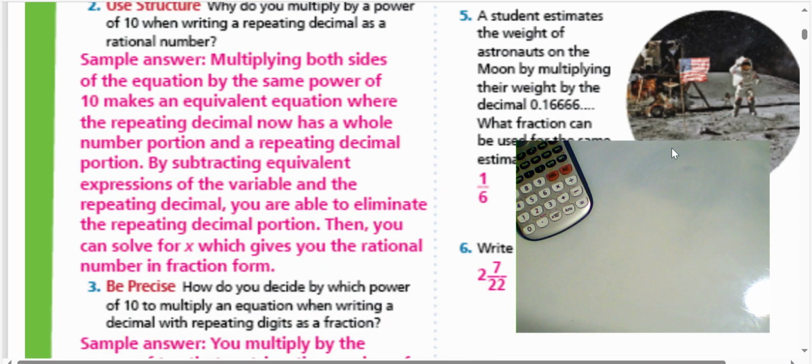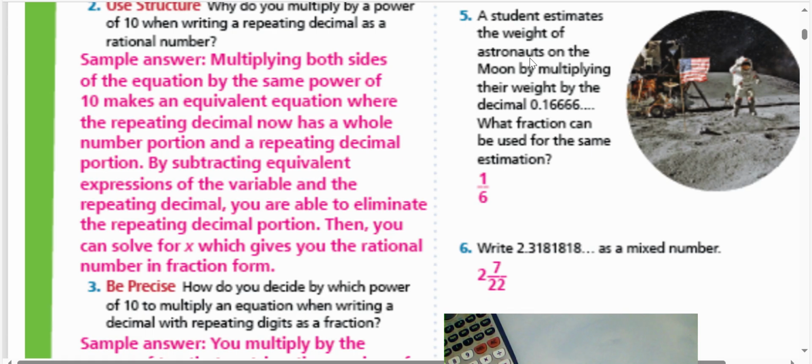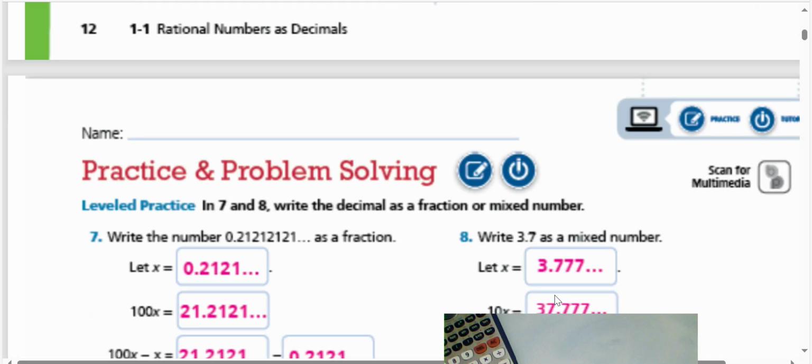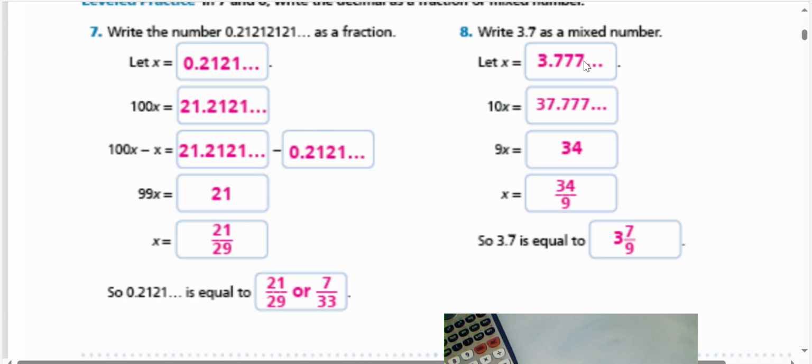Next, students estimate here the weight of an astronaut. It's scientific, okay? The weight of an astronaut on the moon: multiply their weight by the decimal 0.1666, this will be 1/6. You can write it in your calculator and press equal, the result will be 2 and 7/22. And you must know the steps. You have to find the result as a mixed number. 34 divided by 9 times 3 equals 27, and remainder 7.